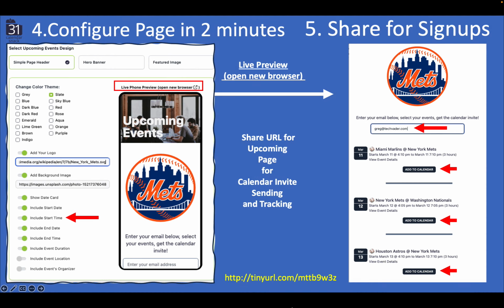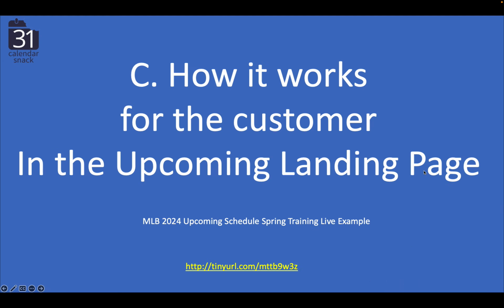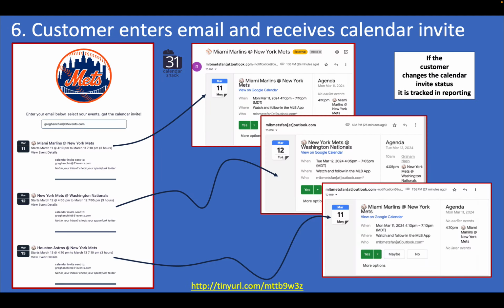I put the tiny URL down here for you all to look at. You share this, and people put in their email address at the top. They hit add to calendar, and essentially we send out the calendar invites to be tracked. So this is how it works for the customer in the reporting upcoming page, and what the customer sees and what you see as an administrator to the Calendar Snack service. Your customer is going to put in their email, click add to calendar, receive the calendar invitations, and then we track that data.